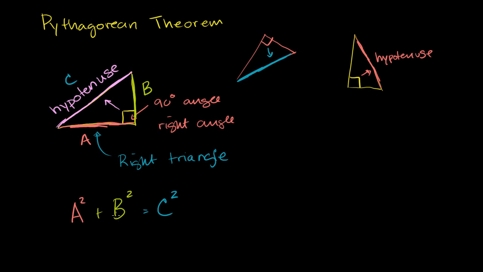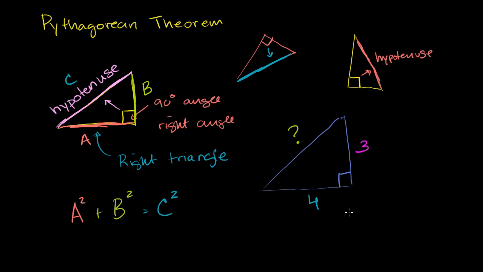Now, let's do that with an actual problem, and you'll see that it's actually not so bad. Let's say that I have a triangle that looks something like this. And let's say that they tell us that this is the right angle, that this length right here is 3, and that this length right here is 4. And they want us to figure out that length right there.